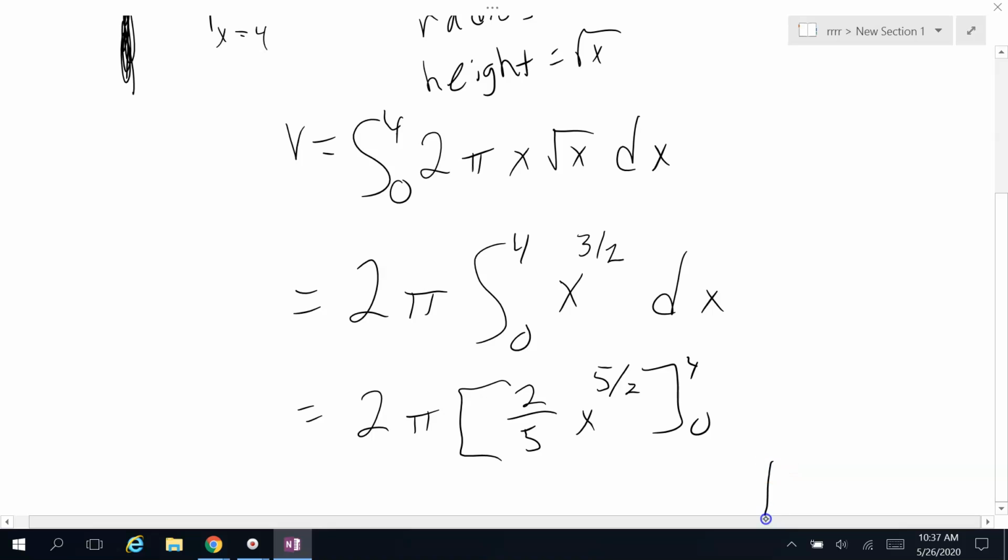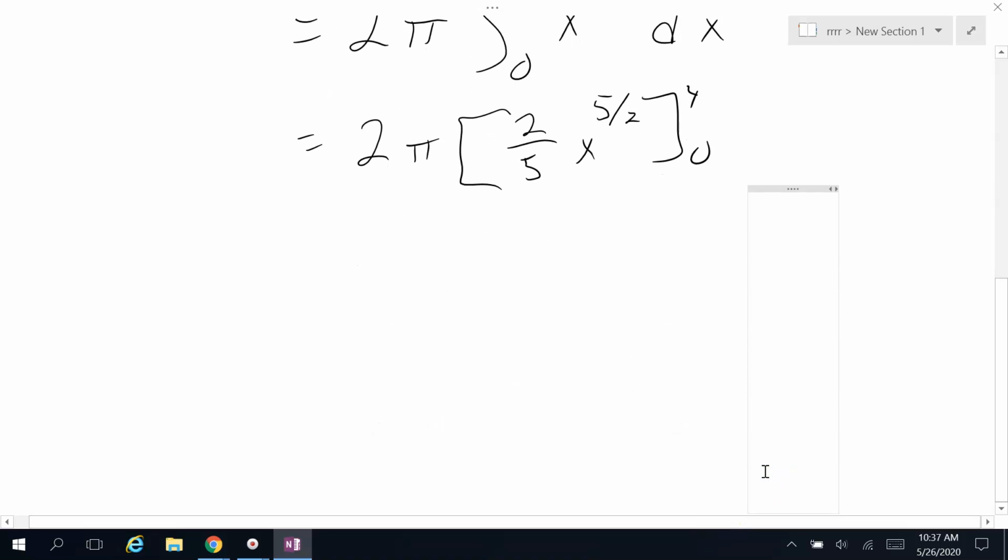Why can I not scroll down farther? Is there some secret to scrolling down in this thing? If you know, let me know. Okay.